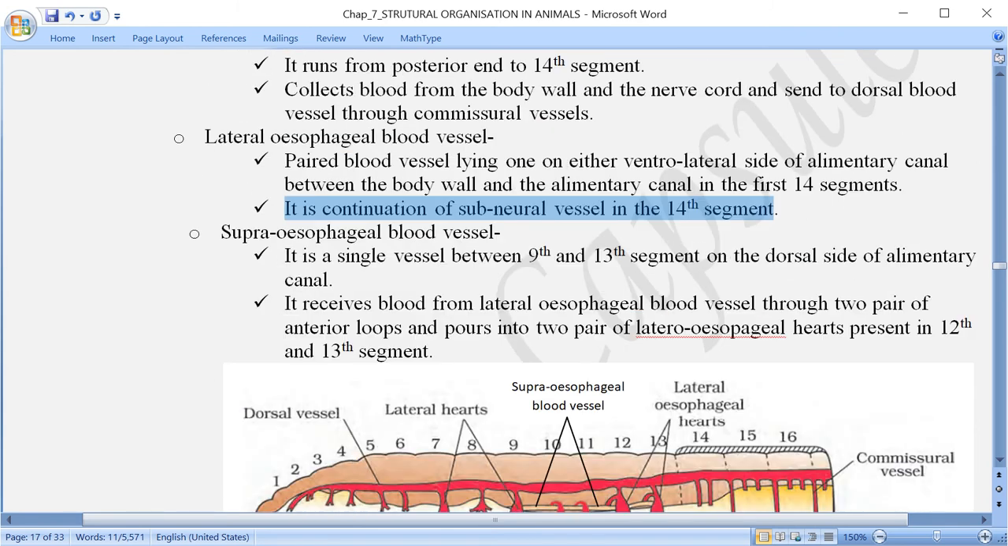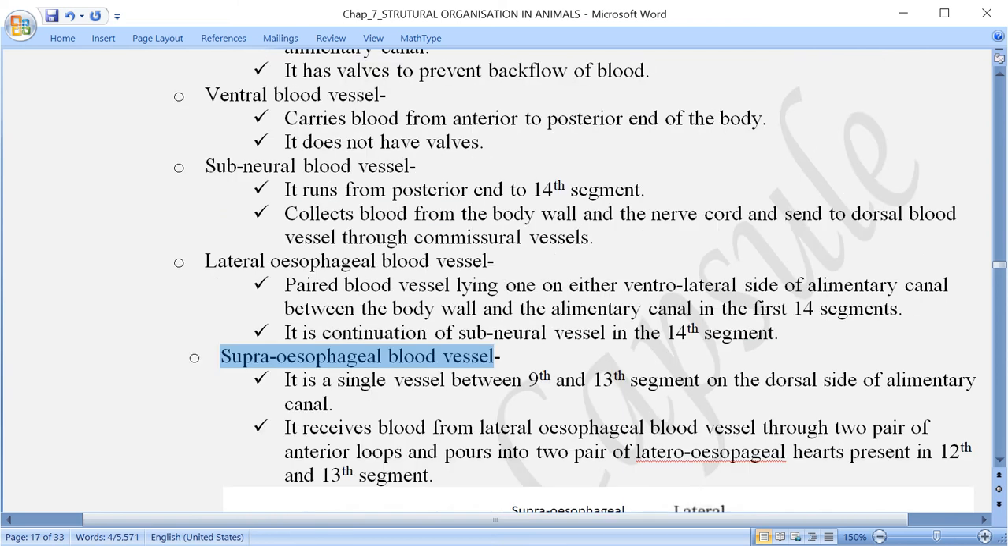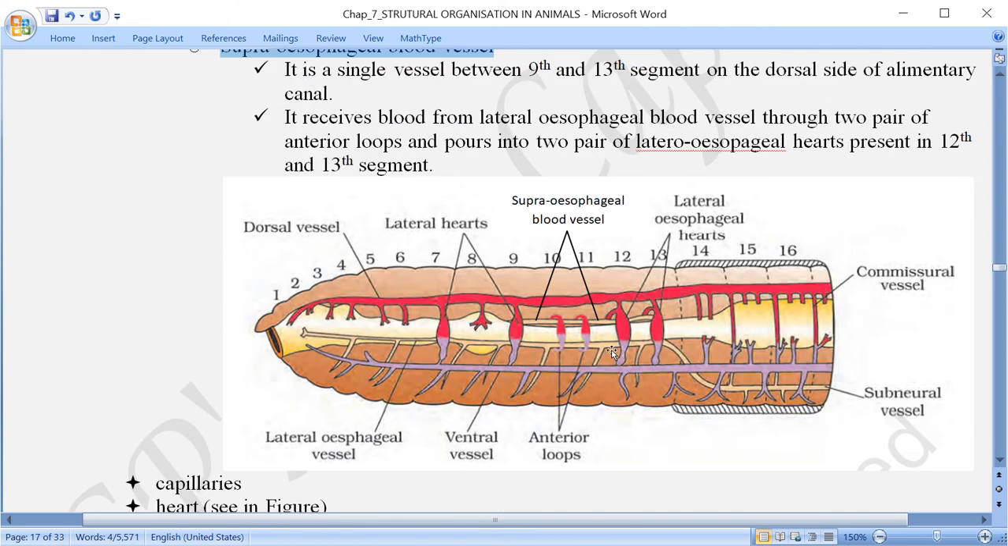Coming to the last one, supraesophageal blood vessel. This is the fifth one. You can find over here supraesophageal blood vessel. It is located between 9th and 13th segment. This is a single vessel. एक ही है, ये पेयर में नहीं है. And that also on the dorsal side of the alimentary canal. So on the dorsal side of alimentary canal, running between the 9th and 13th segment is located the supraesophageal blood vessel.